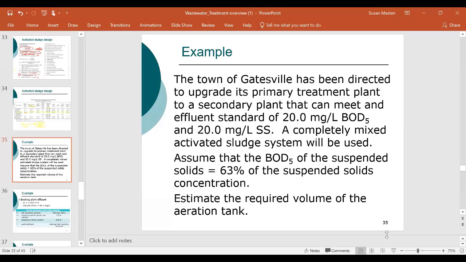Okay, we're back to here. I just wanted to give you a sense of the plan. Let's end here, and we will pick up with this problem, Gatesville, on Wednesday.